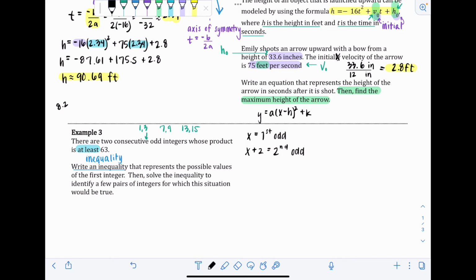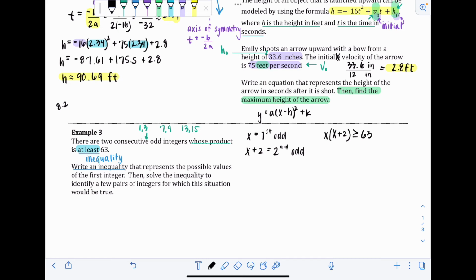And then the problem itself, it says that their product is at least 63. So product means to multiply. So when we're setting up our equation, we would do x times x plus 2. That's the product of the first odd and the second odd. And then it says at least. So whose product is at least? At least means greater than or equal to. So at least, it can be equal to 63, or it's more than 63. So it's greater than or equal to 63.